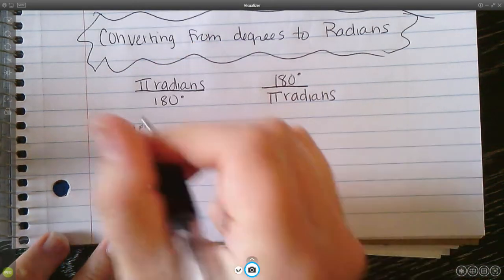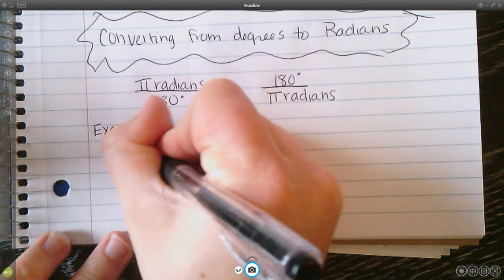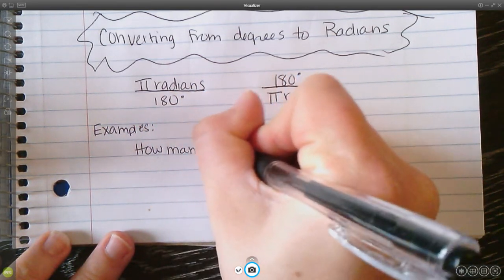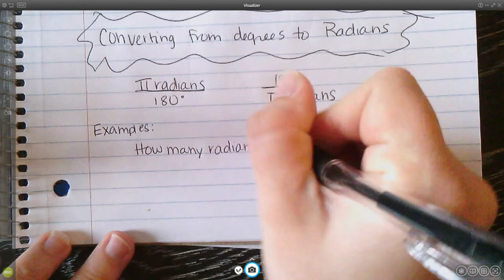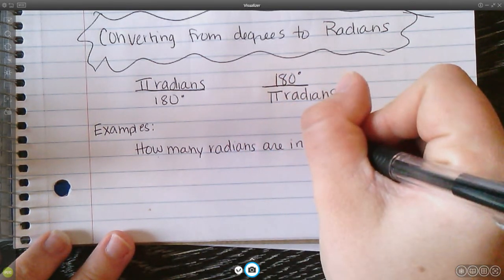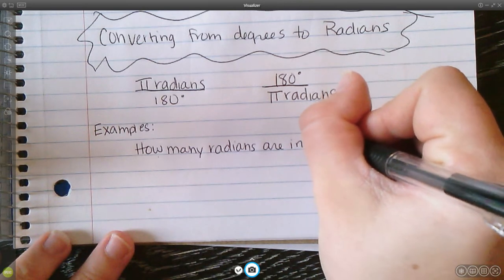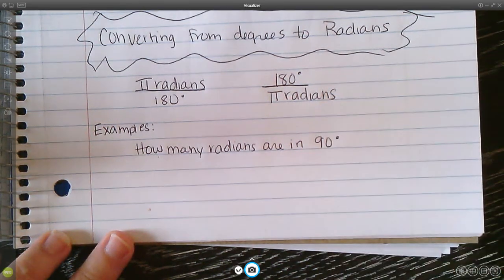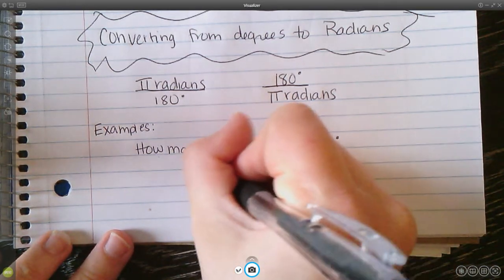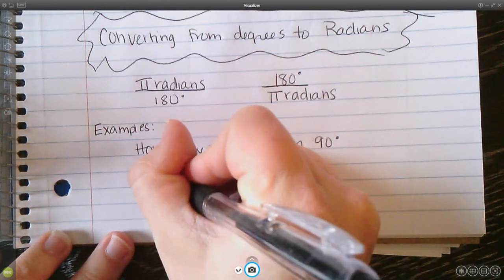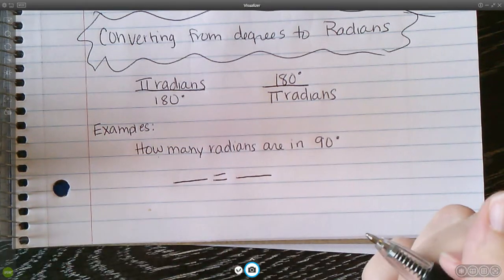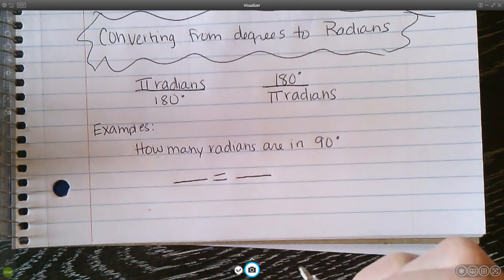So examples. Let's say I want to know how many radians are in, let's do 90 degrees. Okay, so what we're going to do, we are going to set up a ratio. So you're going to put an equal sign. You are going to put 2 fraction bars. So this is really important on how you set this up.